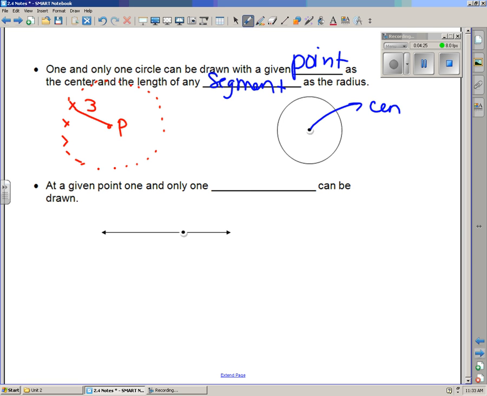This right here, here's your center point. Any line segment that goes from the center point to any point on the circle is called your radius.